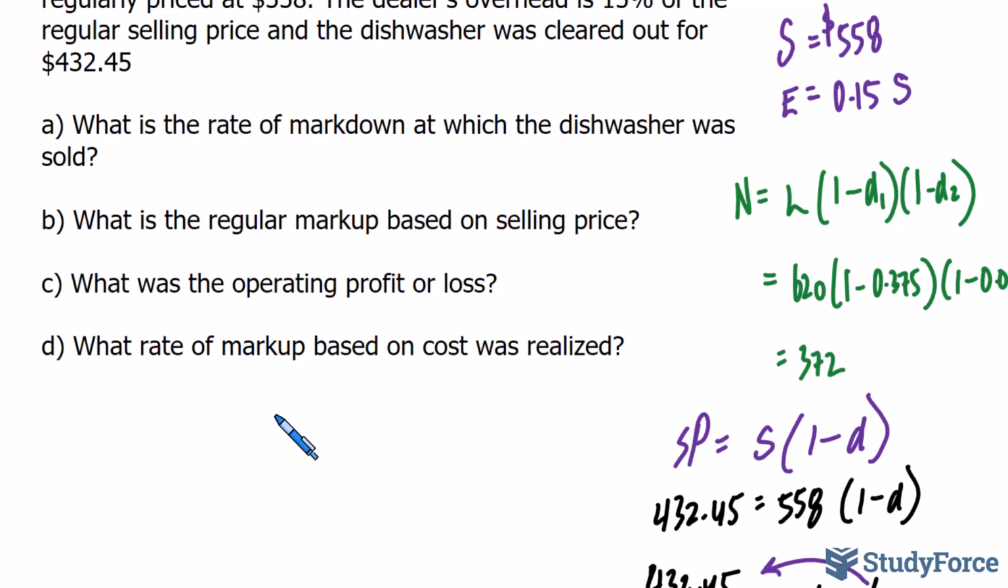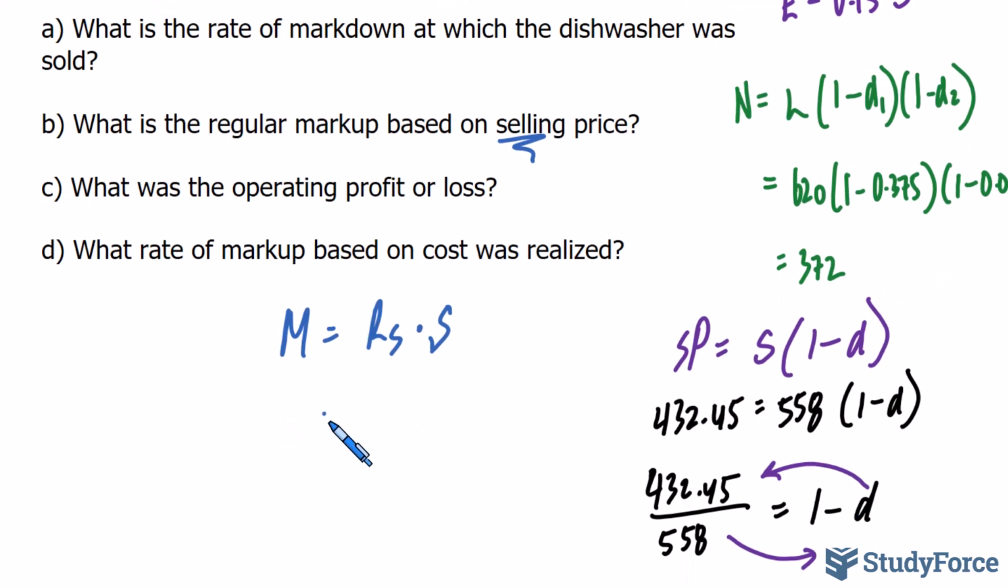So the rate of markup based on selling price can be found, we'll call it M for markup, by taking the rate of markup, I'll denote that as R sub S, multiplied to the selling price. So markup represents a portion of the selling price, and we're looking for that rate. The selling price we know is $558. The rate is what we're looking for, so R sub S is blank, and M is something we don't know. Now the relationship between markup and selling price is this, that selling price is equal to the cost plus the markup.